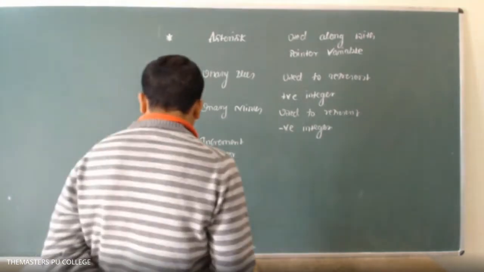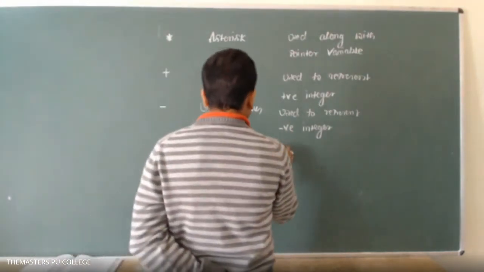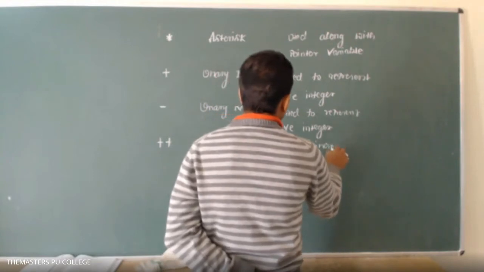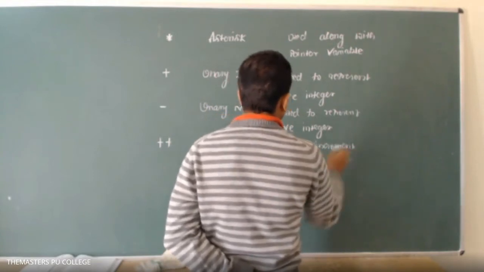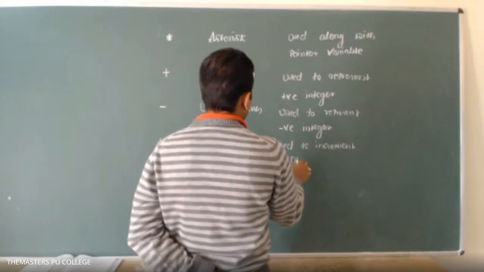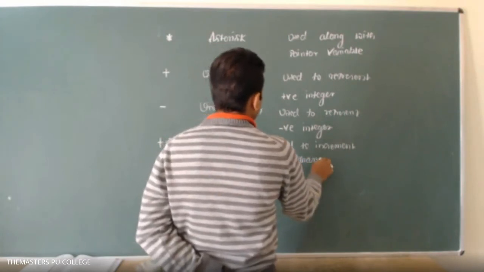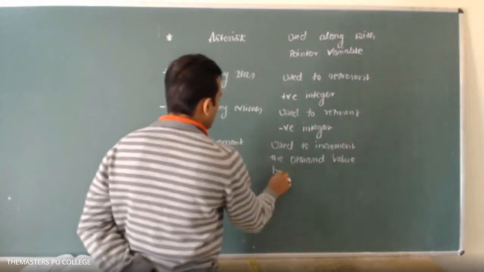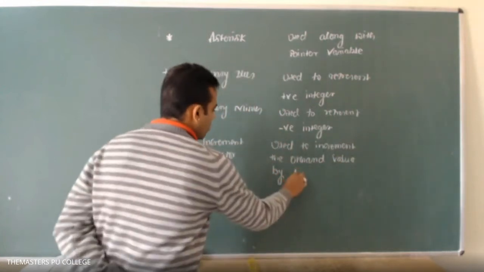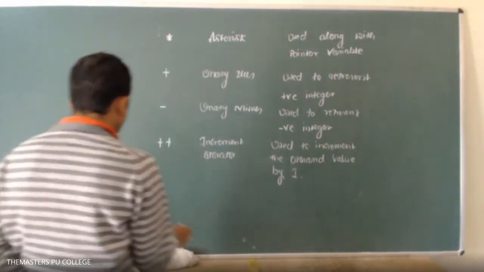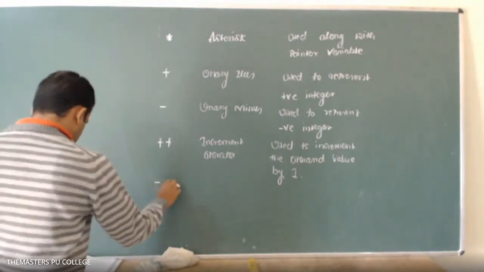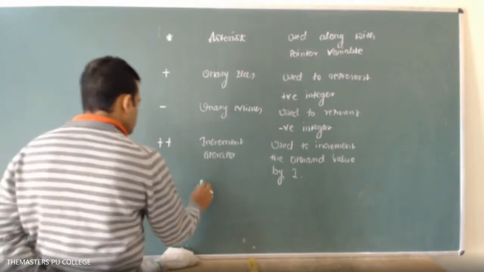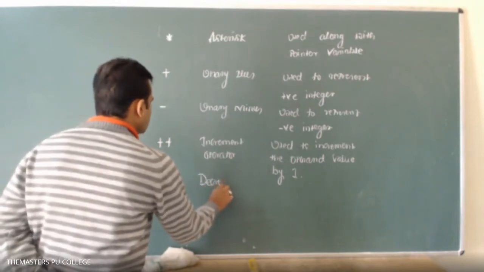Increment operator is used to increment the operand value by what? By 1. Okay, so like that, so minus minus. Okay, so this is the decrement operator.